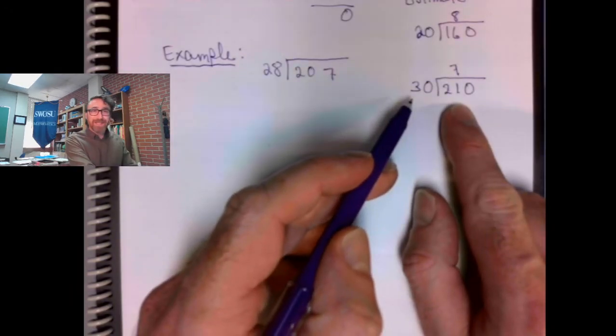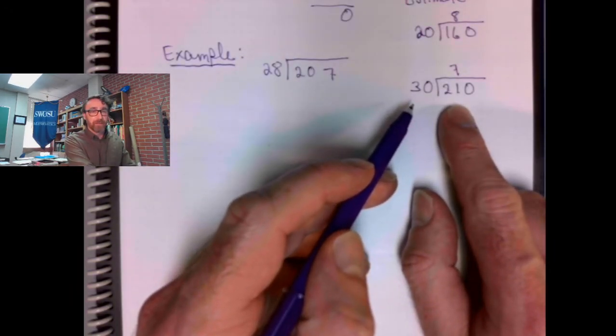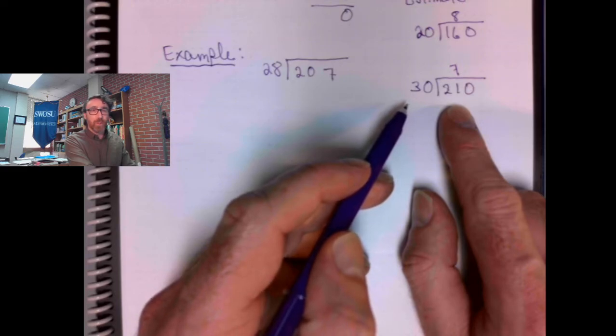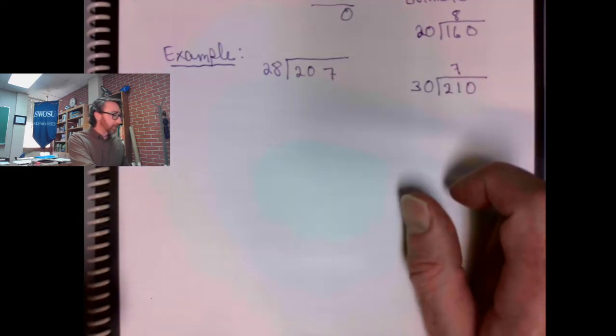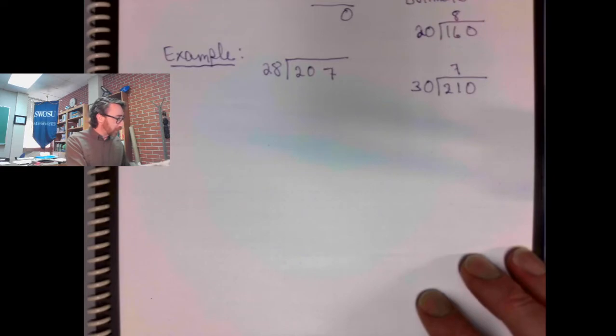Notice I made it a one-digit problem. I'm really dividing 3 into 21. Okay? So let's try that. Let's try 7.